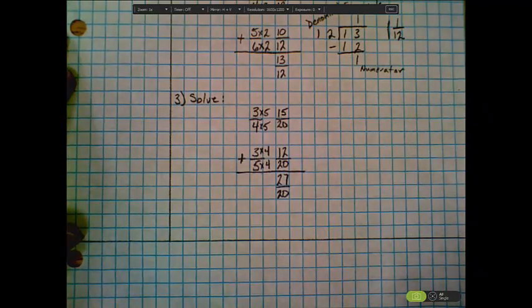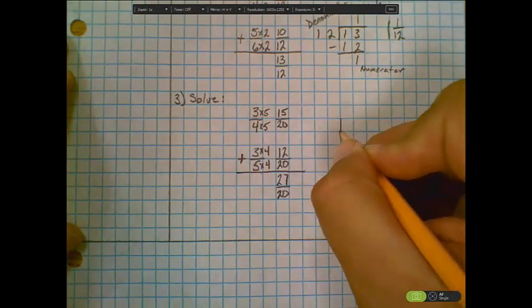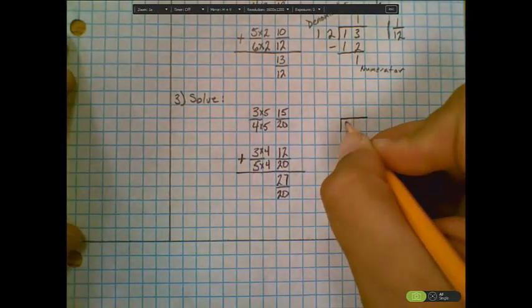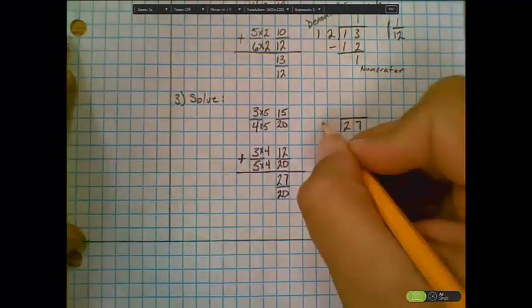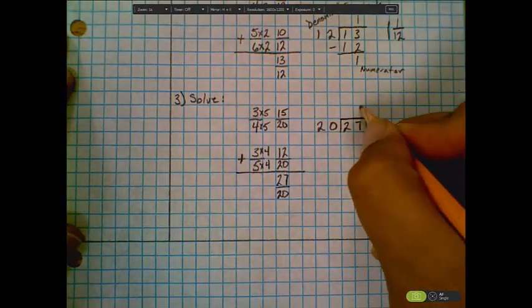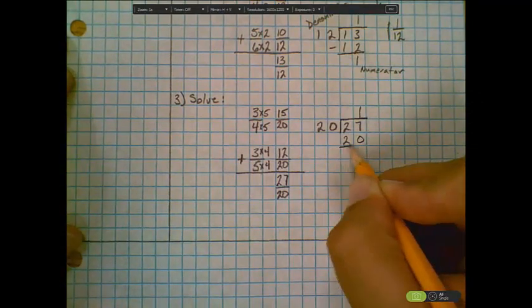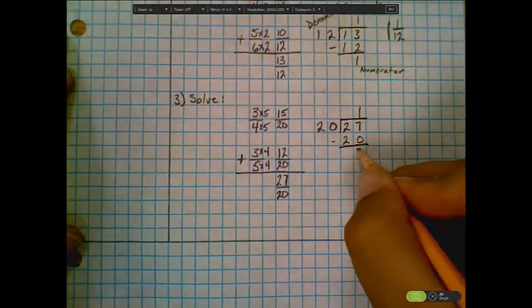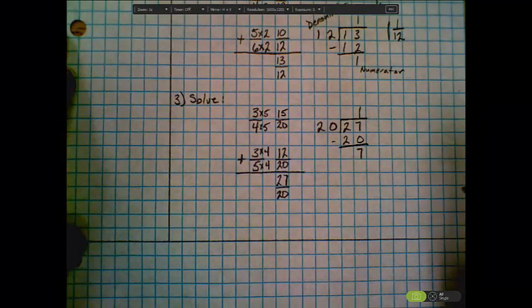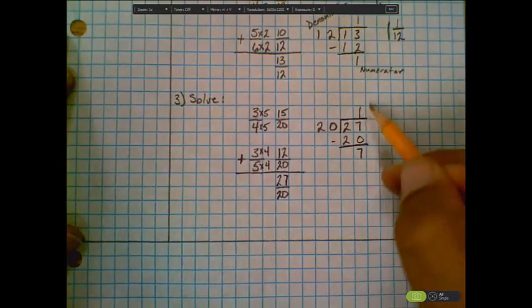Again, we have an improper fraction. With an improper fraction, we need to convert that to a mixed number. So we're going to do our division problem. So we have the 27 on the inside. We have the 20 on the outside. How many times does 20 go into 27? One time. 1 times 0 is 0. 1 times 2 is 2. Subtract. 7 minus 0 is 7. 2 minus 2 is 0. So we're left, and again, we know we have 1 as our answer.